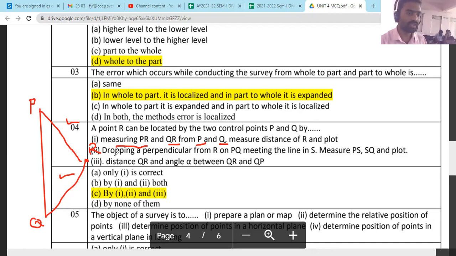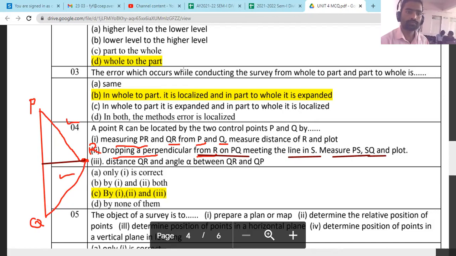Then dropping a perpendicular from R on PQ. I have to drop the perpendicular, so how to drop the perpendicular? You know. This is dropping the perpendicular on the line PQ, from R, meeting the line at S, measuring PS, SQ, and plot.